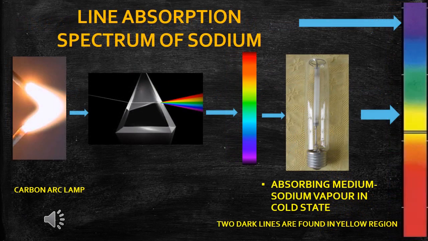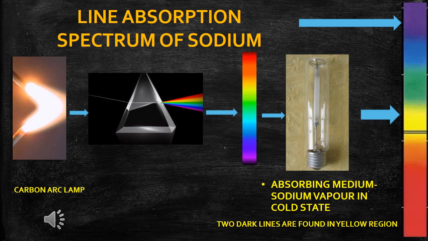Here we are going to learn about the line absorption spectrum of sodium. The light from the carbon arc lamp is made to be incident on the prism. Due to dispersion, a continuous emission spectrum is produced. These colors of the continuous emission spectrum are allowed to pass through the absorbing medium. It's nothing but sodium vapor in cold state.